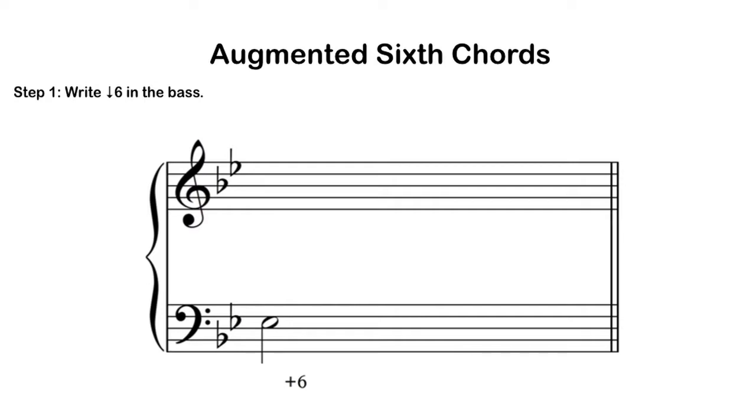So today we're going to be in the key of G minor. So our 6th scale degree in the key of G minor is an E flat, so I'm going to put that in the bass. Step 2, we need to put the augmented sixth into the chord. That is our sharp 4th scale degree. So key of G minor, 4th scale degree is C natural.